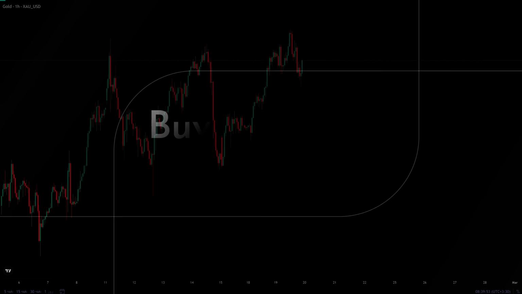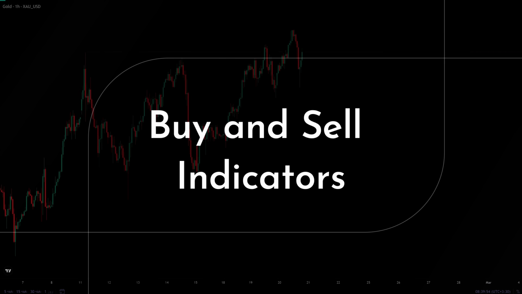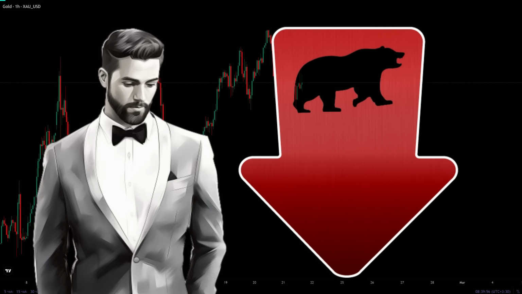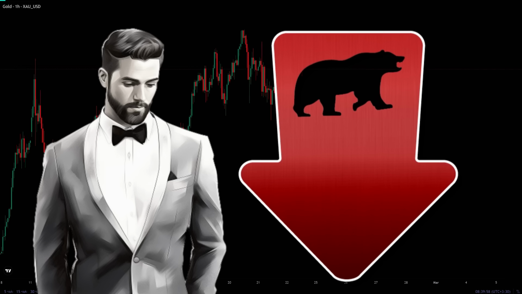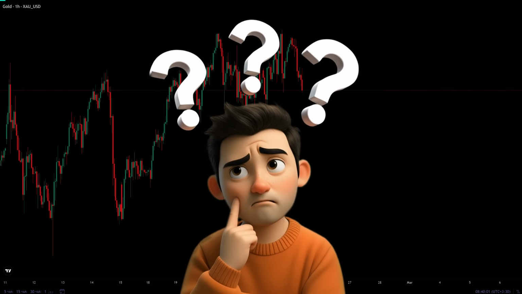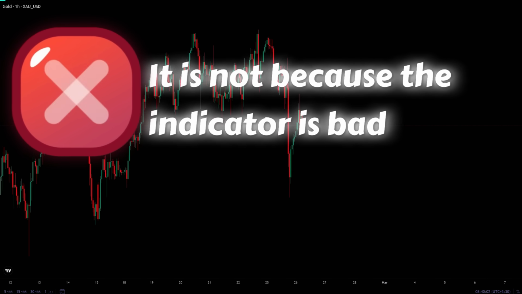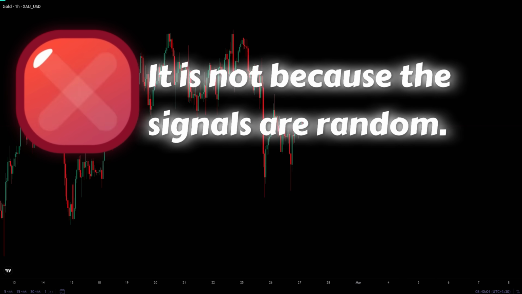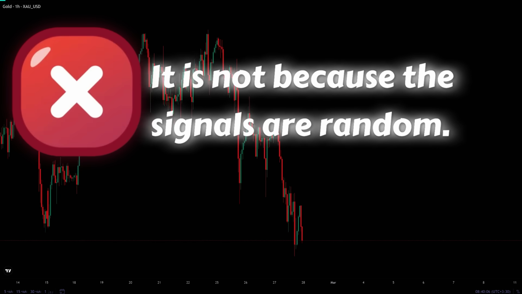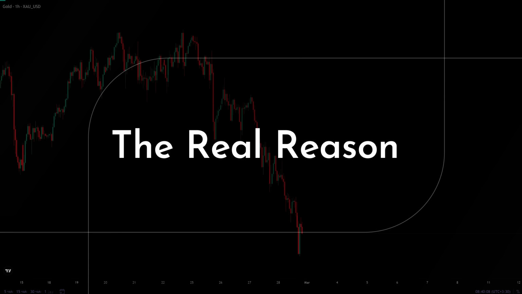You look for simple buy and sell indicators, you follow every signal, and you still lose money. That is where most traders are stuck. And the reason is not what most people think. It's not because the indicator is bad, and it's not because the signals are random. The real reason is much quieter than that.